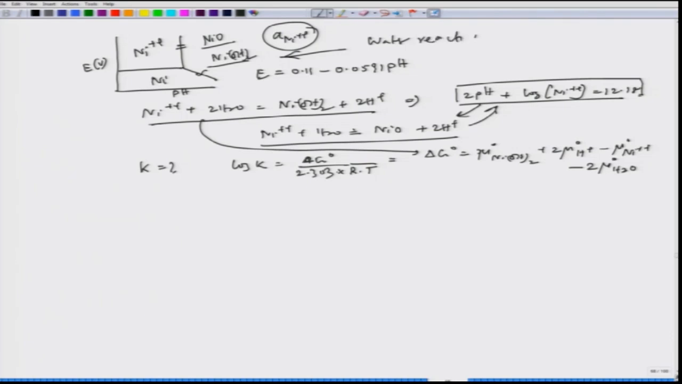water reaction involving O2, H2, H plus, OH minus and H2O. So, let us do that. In fact, we have seen this before, if you see the earlier lectures, we have done it. Now, we will just mention those equations and then accordingly we try to plot them.